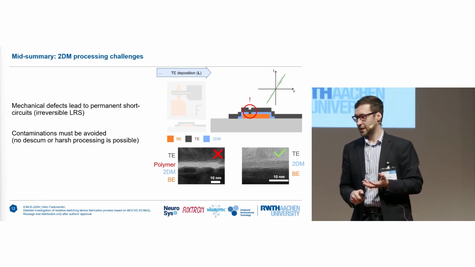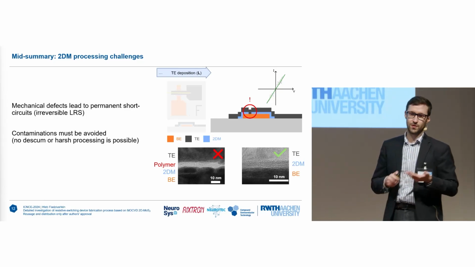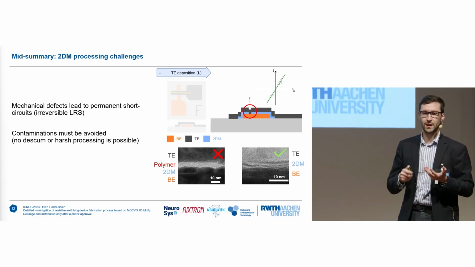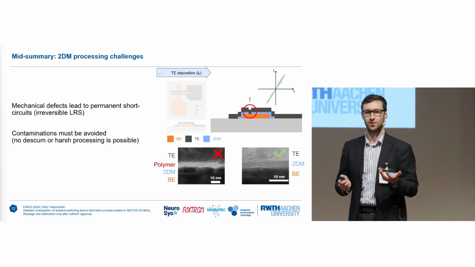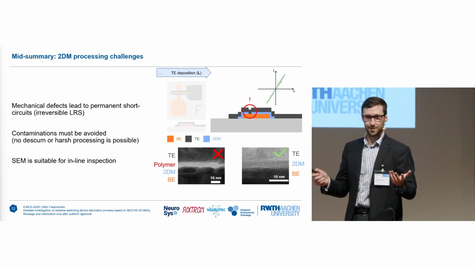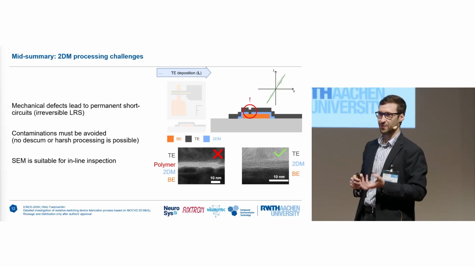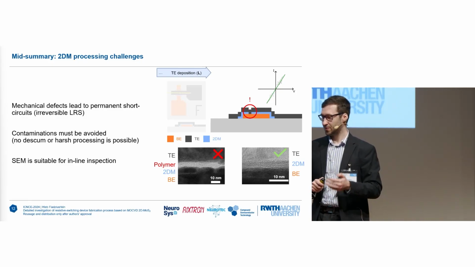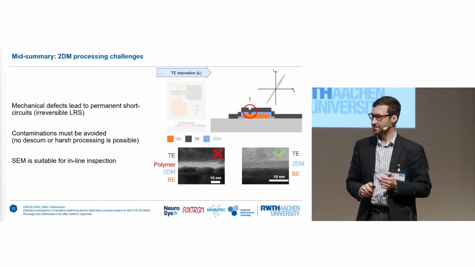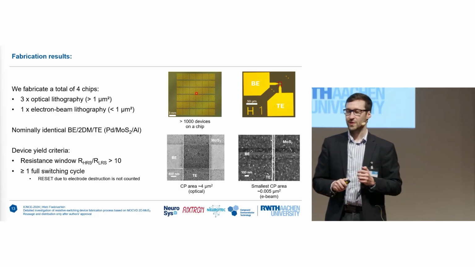And the second point is that we would like to avoid the contaminations because we cannot have any processes that would remove them without destroying the material themselves. And I think I have been successful in convincing you that scanning electron microscopy is a very good technique to do the inline inspection. And with that, let's now move on to the results of the fabrication.